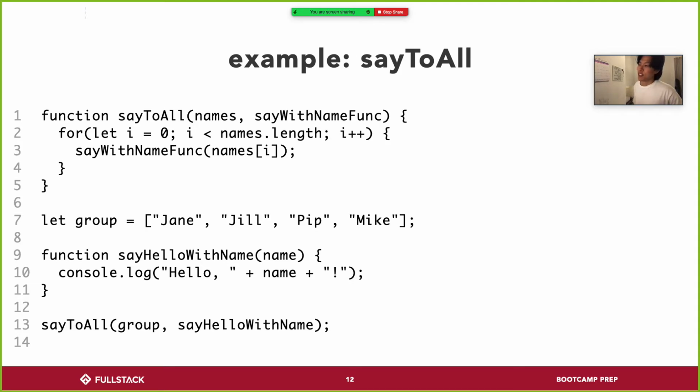So again, just reiterating the concept that say hello with name can have an alias, which is say with name func, when it gets passed in as a parameter to that higher order function. And now say hello with name, or say with name func, is say hello with name, because you passed it as a parameter and now it's taken on a new alias, but it's the same function, and it is a callback function in this case because it is the function that will get called in the higher order function.